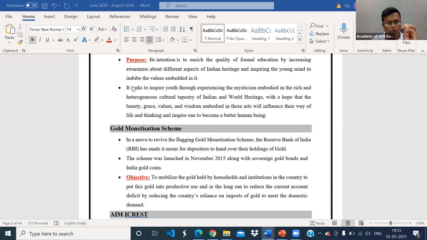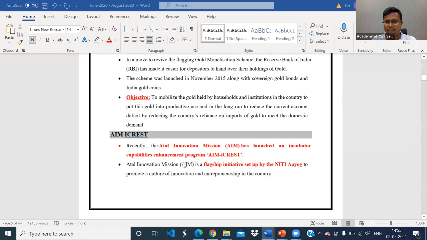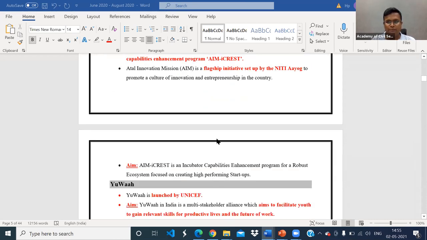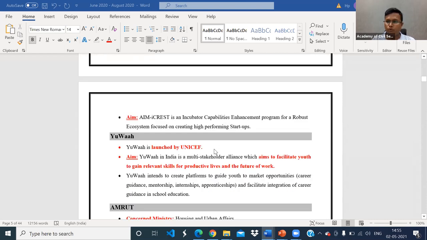The major aim of the gold monetization scheme is to reduce the balance of trade and the balance of payment deficit of India. Atal Innovation Mission, we have discussed in the previous class, is an innovative program for young entrepreneurs to start up their programs. Yuva, we have discussed, is the aim of enabling our youths with future skills.